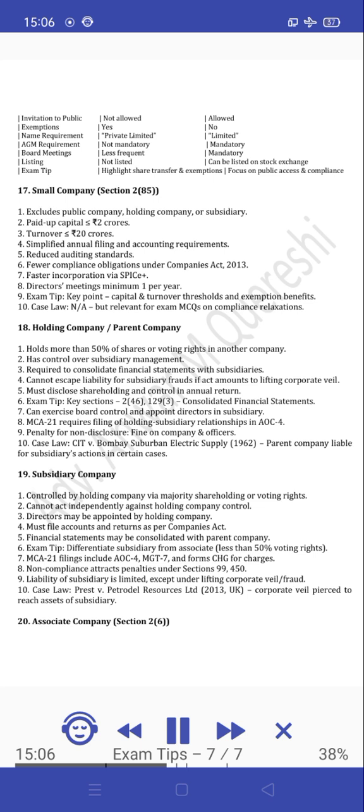7. Faster incorporation via SPICE Plus. 8. Directors' meetings minimum 1 per year. 9. Exam tip. Key point. Capital and turnover thresholds and exemption benefits. 10.